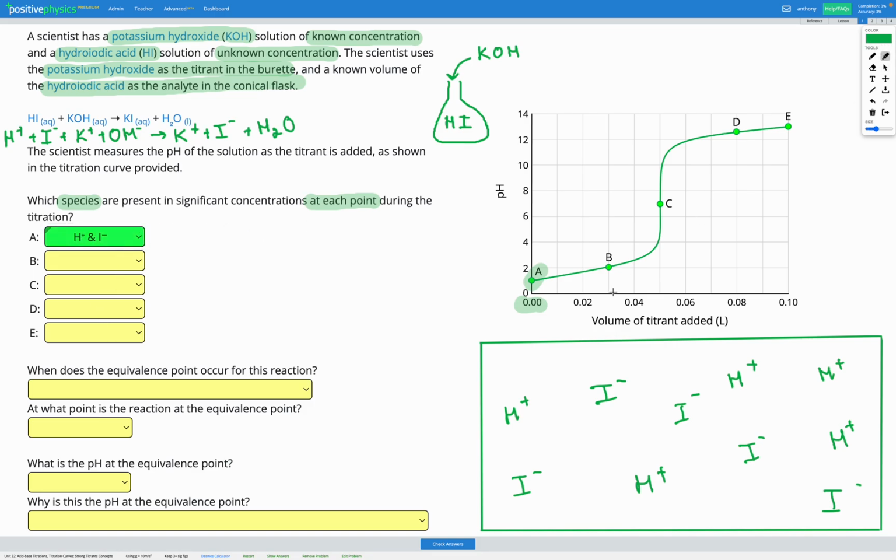Next, we're looking at point B here. So at this moment, we've added 0.03 liters of potassium hydroxide. So let's go ahead and draw in, let's say we're adding 3 potassium hydroxide. Again, potassium hydroxide is a strong base, so that's going to split up into its ions.